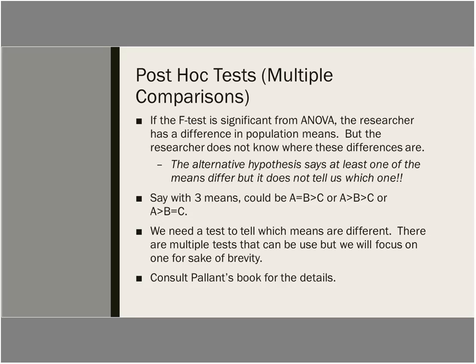So you can have three means, for example, A, B, C. You can have A equals B is greater than C, or A is greater than B is greater than C, or A is greater than B equals C. We don't know. But those are the possible combinations that we have to think about. So we need to know where these means actually differ. There are multiple tests, but we're just focusing on one to make it simple.